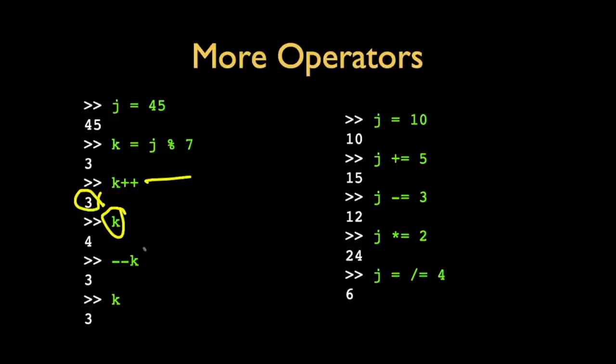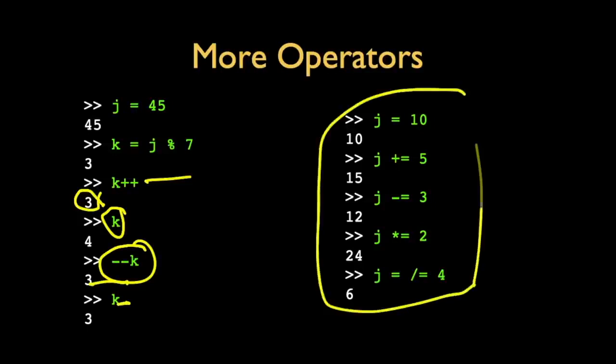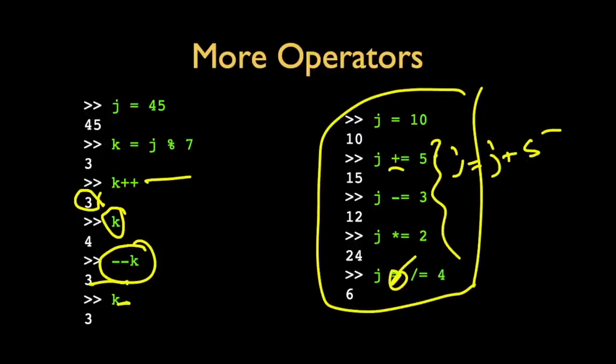There is a pre-decrement, minus minus K, and that says subtract 1 from K, and then print it out, which is 3, and then the 3 goes back into K. Okay. Then there are some more side effect operators. J plus equals 5 is the same as J equals J plus 5, and the same is true for all these things. Actually, that's a typo there, slash equals.